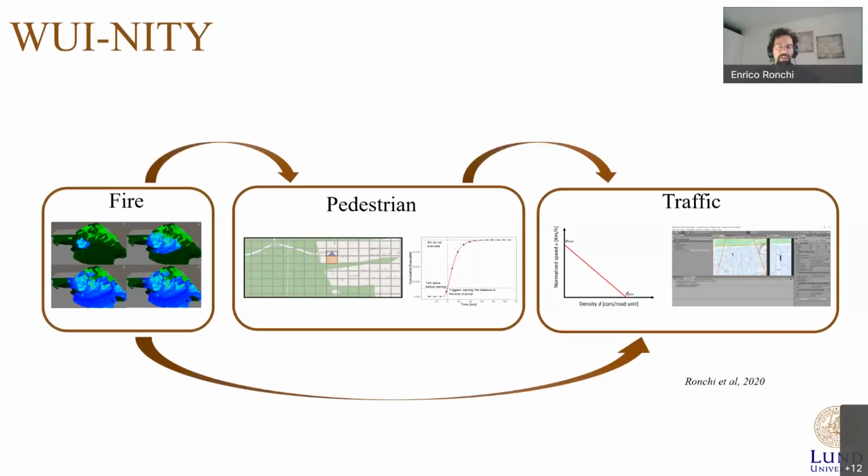And the idea in this, at the stage of development of the tool, is that we are able to represent the fire spread and have this affecting the pedestrian response, and in turn the pedestrian response affects the traffic, and also the fire affects the traffic, for instance, by blocking a given destination that is not available anymore for people, and so on, linked to that dynamic concept that I was mentioning before.